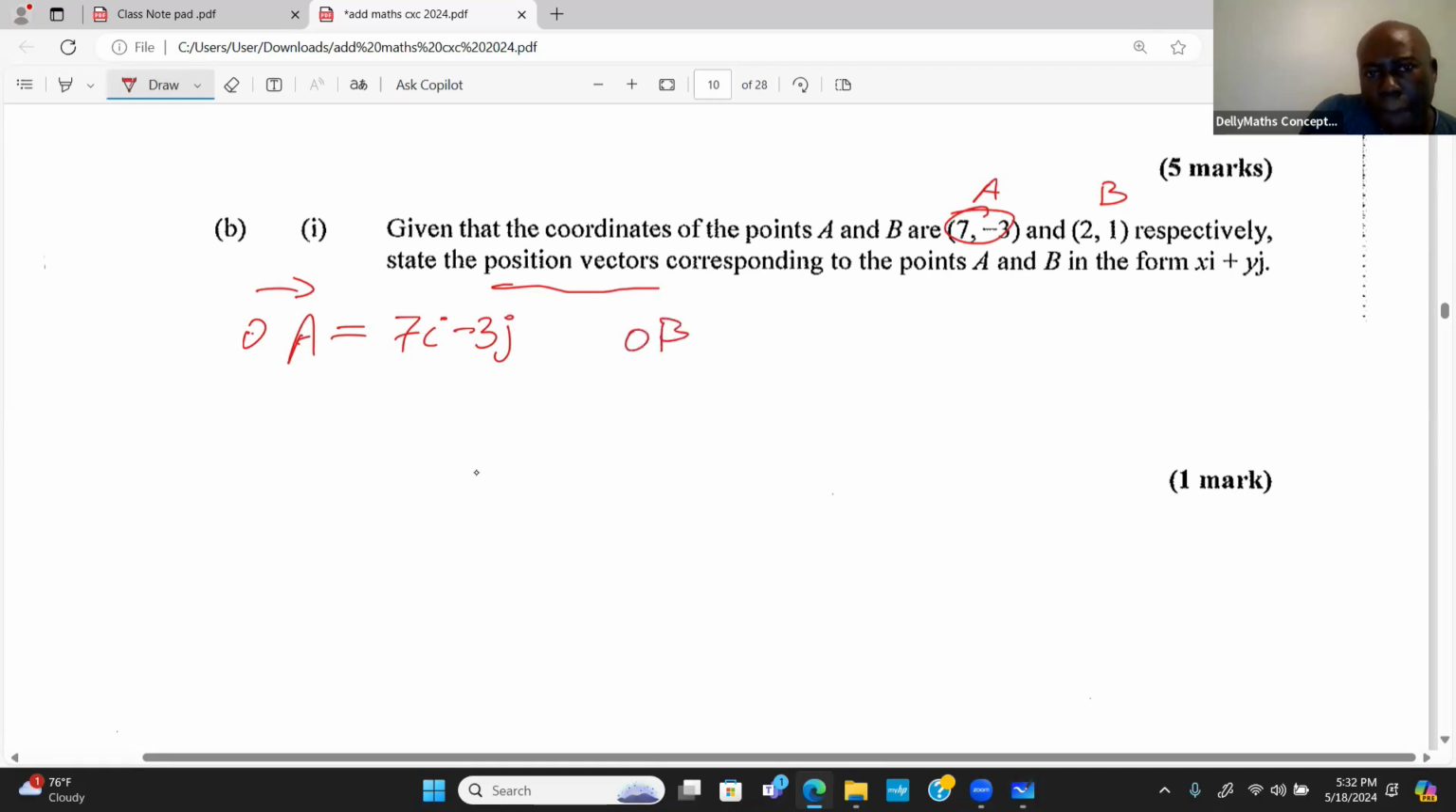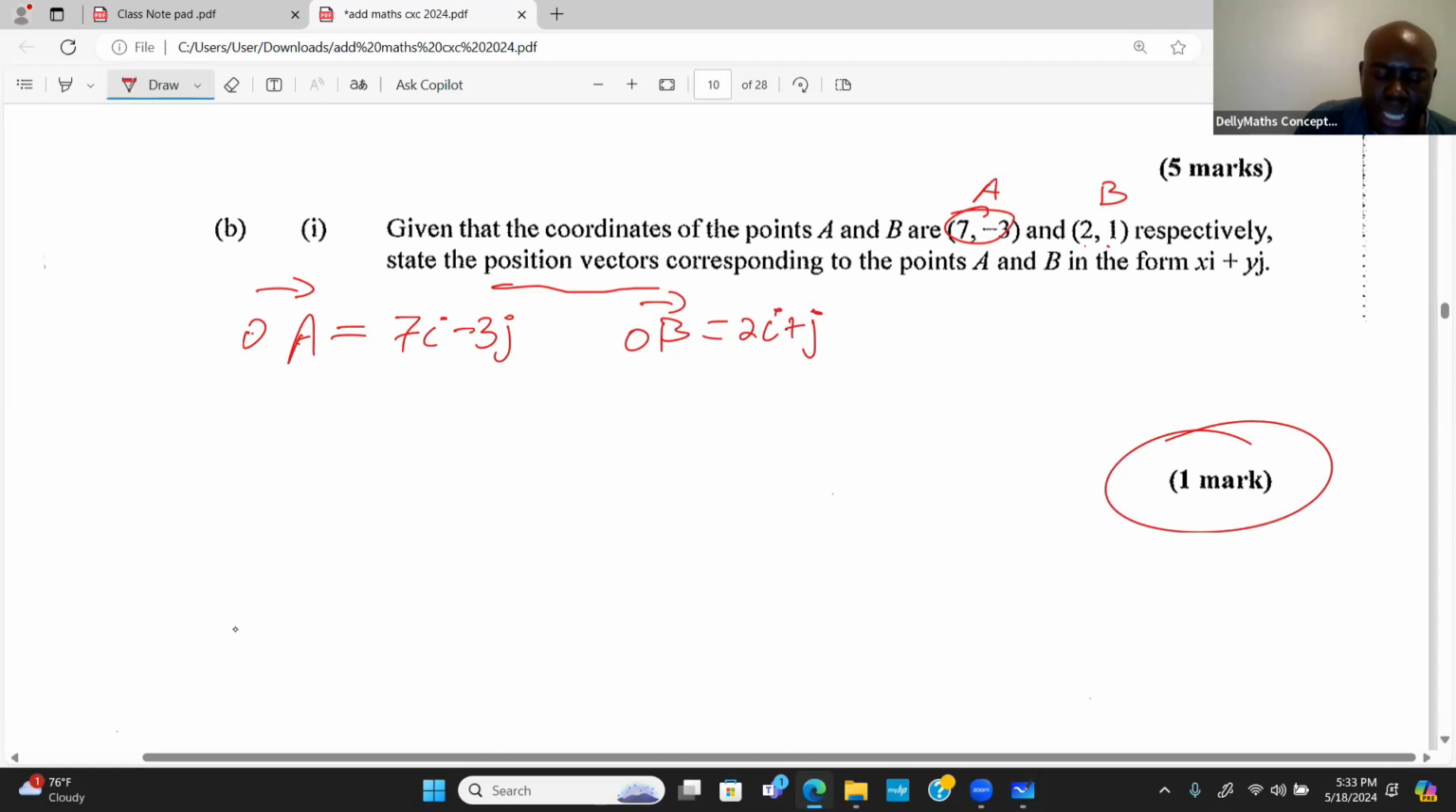And then OB is going to be, where is it? Right there, 2, 1. So it's going to be 2i, and then 1j, we just call it j, right? So we have 7i minus 3j, and then this one is 2i plus 1j, which is just j. It's a 1-mark question because it's an easy representation.